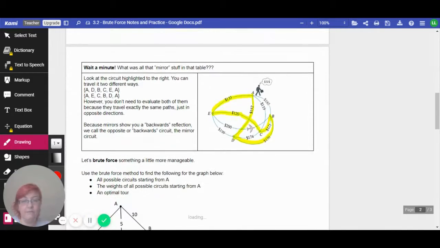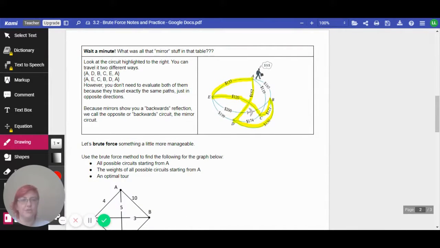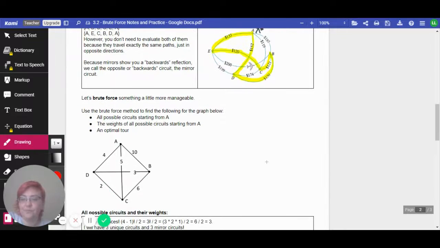Now, wait a minute. What was that mirror stuff? Let's review. Look at the circuit that's been highlighted here. You can travel it 2 different ways, but you don't need to evaluate both because look at it. It's the same circuit with the same costs no matter which way you go. The mirror shows you the backwards reflection, and we call that opposite or backwards reflection the mirror circuit. All right, let's brute force something, but we're going to do something a little more manageable.